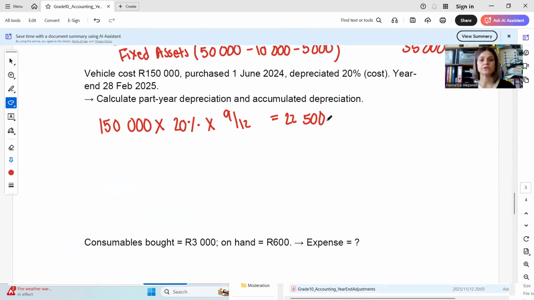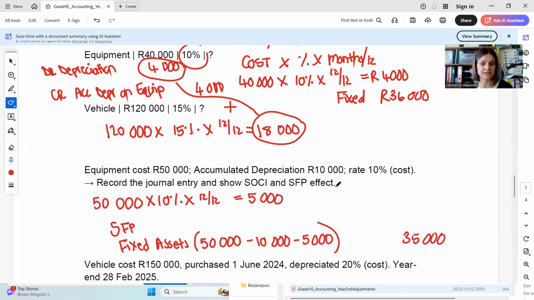So in other words, in your SOCI, you are going to add on because you are debiting your expense account with 22,500, and you are then going to credit your accumulated depreciation account with 22,500, which means that in the SFP, your vehicle's carrying value is now 22,500 Rand less than what it was at the beginning of your financial year. So that's just basic depreciation calculations and recording.